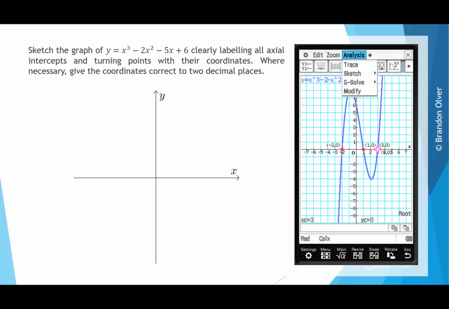Next, we can go Analysis G-Solve and click Y-intercept for information about the y-intercept. Hitting Execute will lock that coordinate on the graph screen.